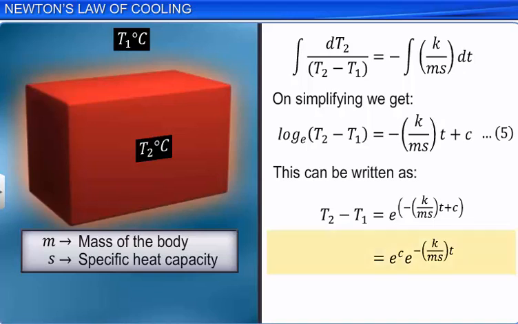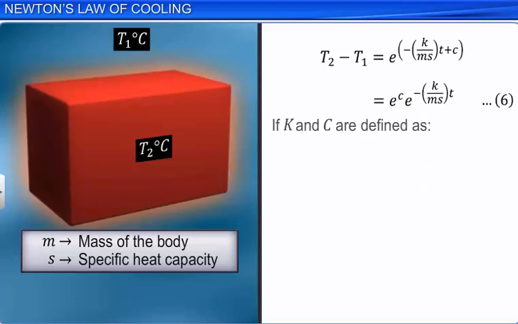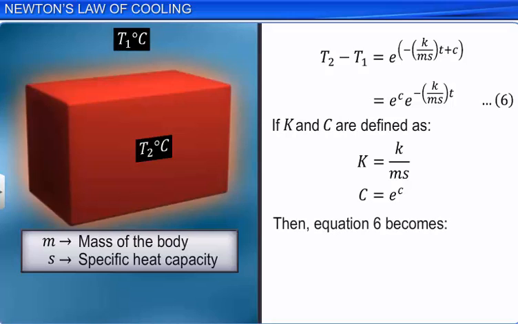If we define K equal to K by ms and C equal to e raised to the power C, then equation 6 becomes T2 minus T1 is equal to C into e to the power minus kt, or T2 is equal to T1 plus C into e to the power minus kt. Let this be equation 7.